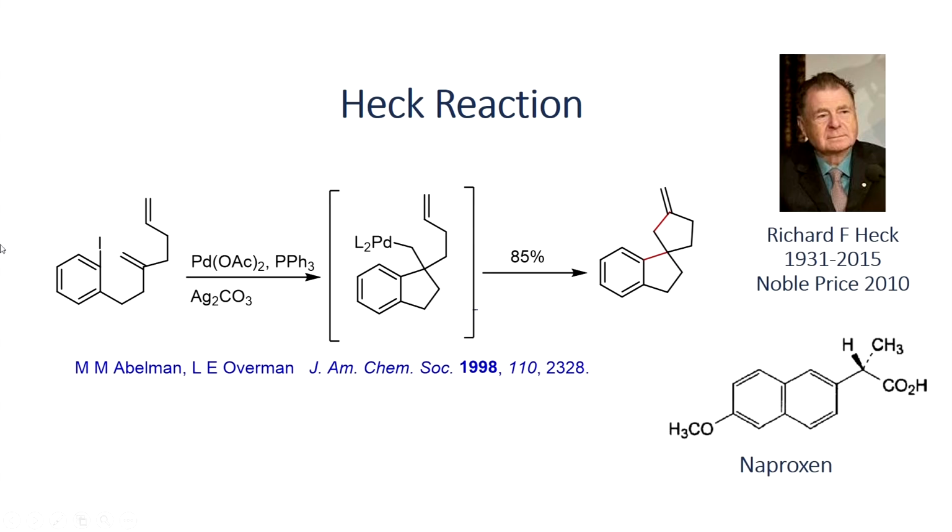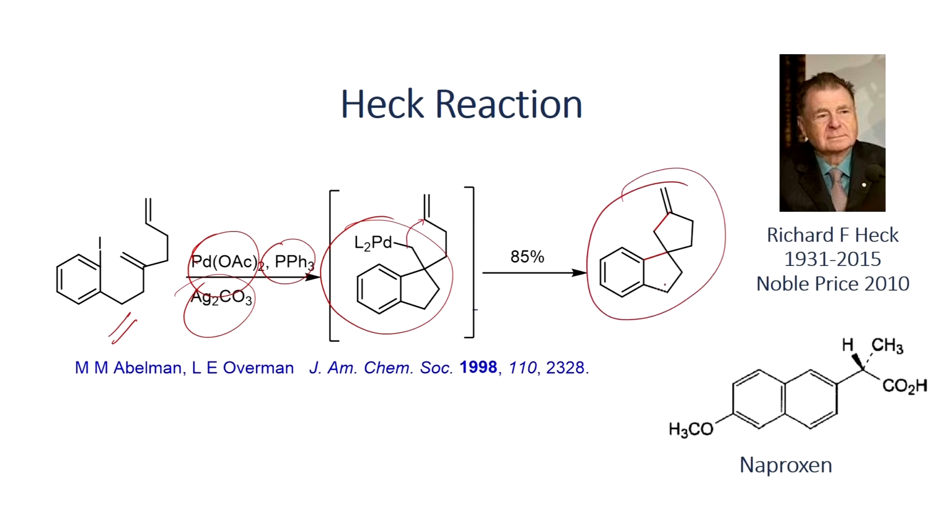For the example shown here, let us take this aryl halide. In the presence of palladium acetate, phosphine ligand and silver carbonate, it undergoes an addition reaction. You get this palladium intermediate, which undergoes further reaction, and you will be able to get this tricyclic system where you make two carbon-carbon bonds. This is known as the Mizoroki-Heck reaction.